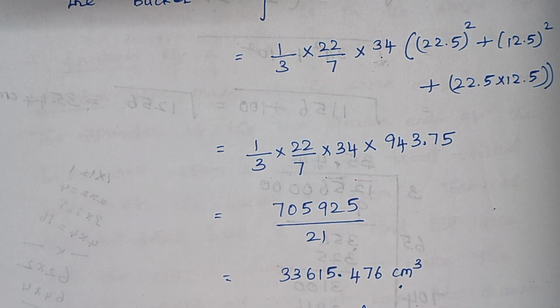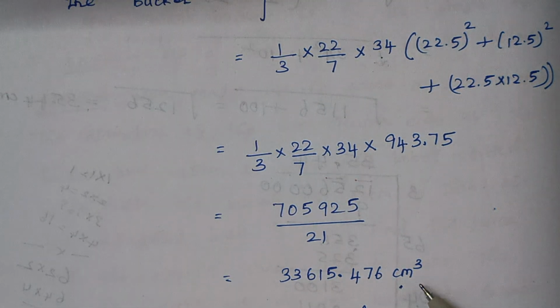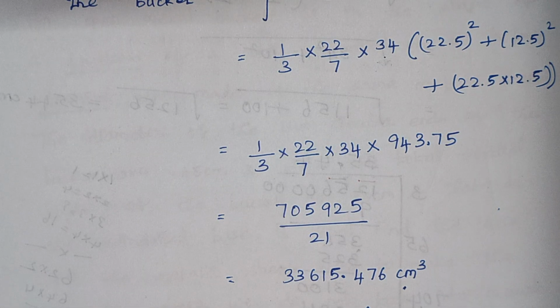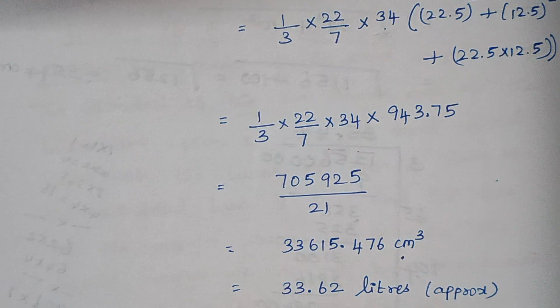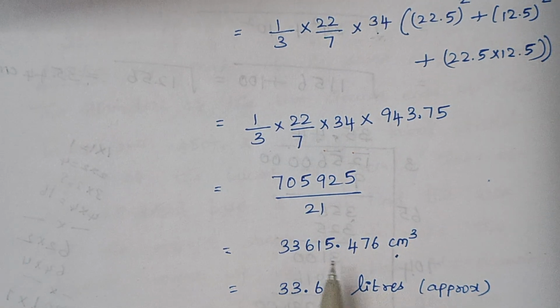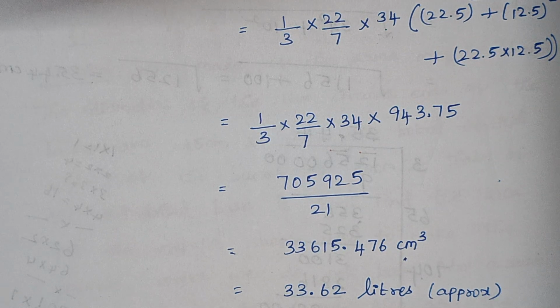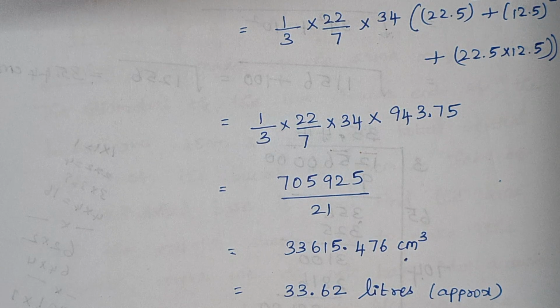Since we are discussing about water, I am converting this centimeter cube to liters. So I am dividing this value by 1000. Here comes the answer as 33.62 liters approximately, because we have 33615. So I am approximating it to 33.62 liters. Here comes the end of this problem.